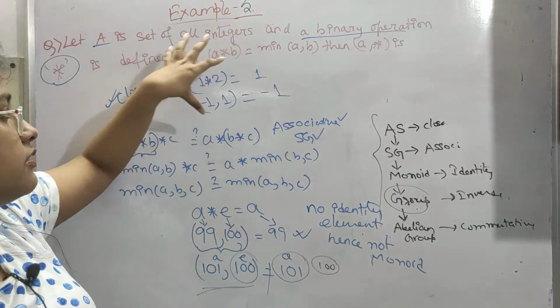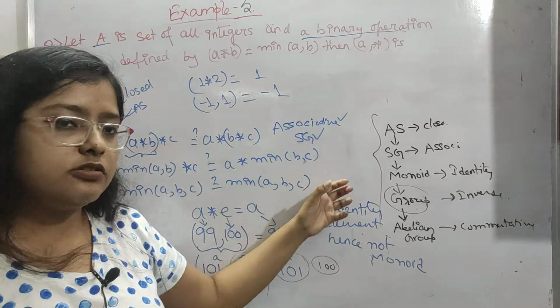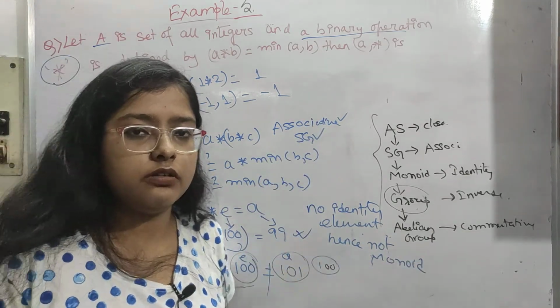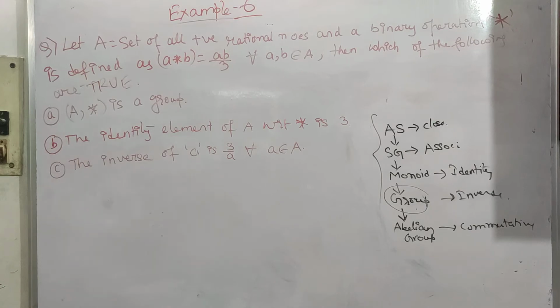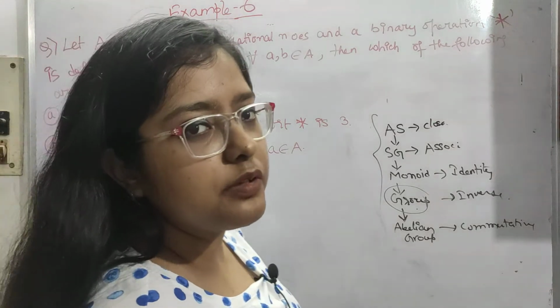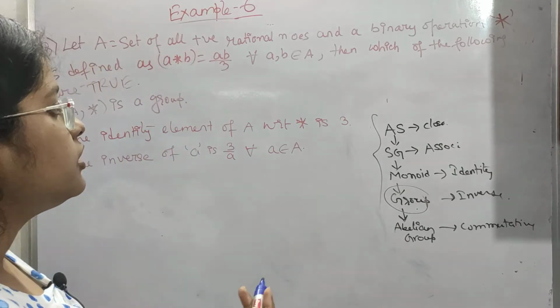So this is first an algebraic structure, it is proved, then associativity is also proved, so it is a semigroup, but it is not a monoid. Okay, so let's see this one, maybe for now it's last, so we will continue with others also. So now let's see this.